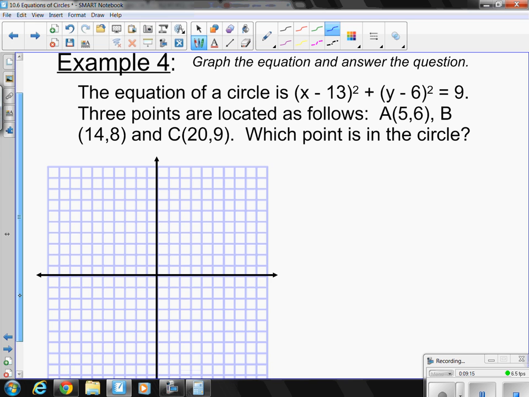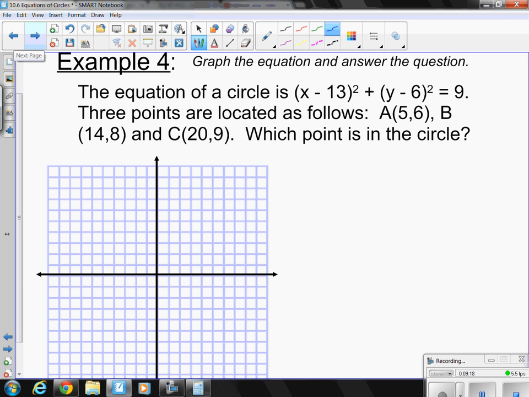Okay, I think this is the last example. Maybe I got one more, but we'll see.